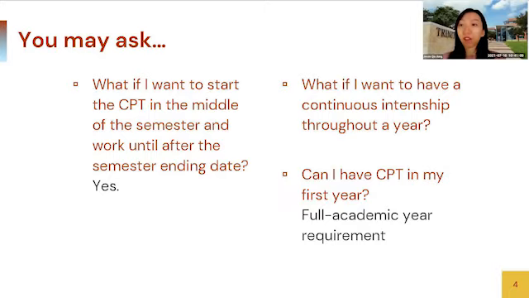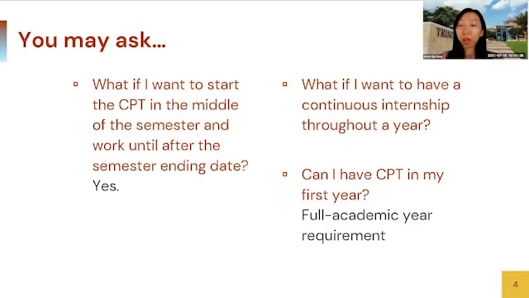Spring, summer, fall are individual semesters. And if you wanted to have a continuous internship throughout the whole year, it's very simple. You just need to apply for the CPT for each semester, and between each semester's CPT, you just leave one day between them. And you can let your employer know that you won't lose your CPT authorization between your semesters.